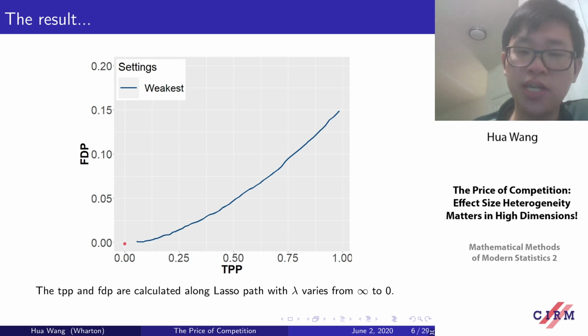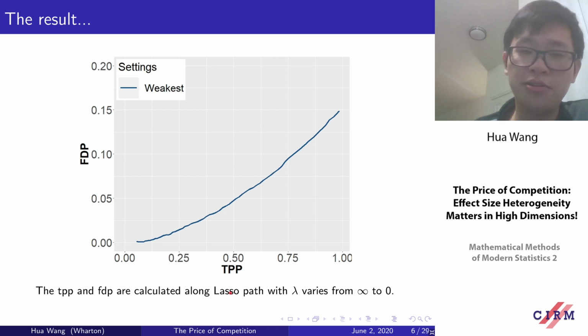With the decrease of lambda from infinity down to 0, more and more variables will enter your Lasso path. So gradually your TPP, your power, will increase with the decrease of lambda.